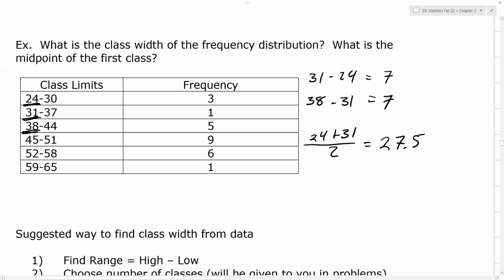And then you would do that same process for each class in order to find the class midpoint. Now, because the class width is consistent, you're going to notice that class width shows up in a lot of different places. We find it by subtracting consecutive lower limits, but you could also do it by subtracting consecutive upper limits.